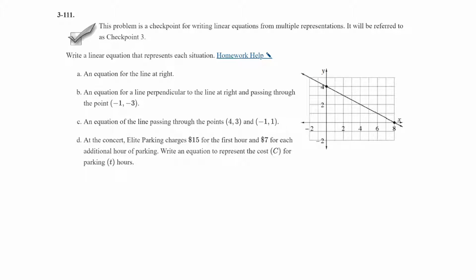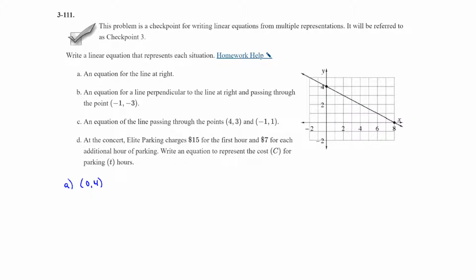Write a linear equation that represents each situation. So on part A, an equation for the line at the right. So we're going to take the line at the right. We need to identify the slope and the y-intercept. The y-intercept is given to us at 0, 4. So we need to use our slope triangle to find out what our slope is.